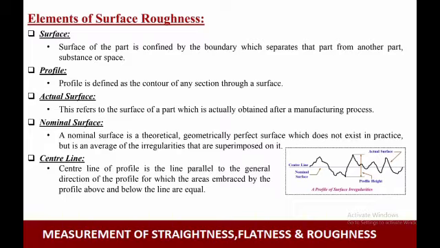Nominal surface. A nominal surface is the theoretical, geometrically perfect surface which does not exist in practice, but is the average of the irregularities that are superimposed on it. Center line. The center line of a profile is the line parallel to the general direction of the profile, for which the area embraced by the profile above and below the line is equal. The figure on the bottom right shows a profile of surface irregularities, with the center line, actual surface, nominal surface and profile height.